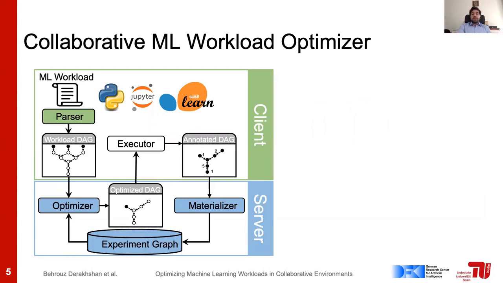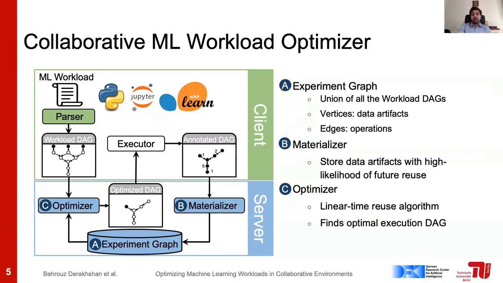And that's where we come in. We propose an optimizer that can be integrated into the existing collaborative platforms, where on the client side, which could be inside these containers, we parse user workloads into a DAG, a directed acyclic graph. And on the server side, we optimize these workloads through materialization and reuse. And once they're executed, we annotate them with some extra information which we can use for future optimization.